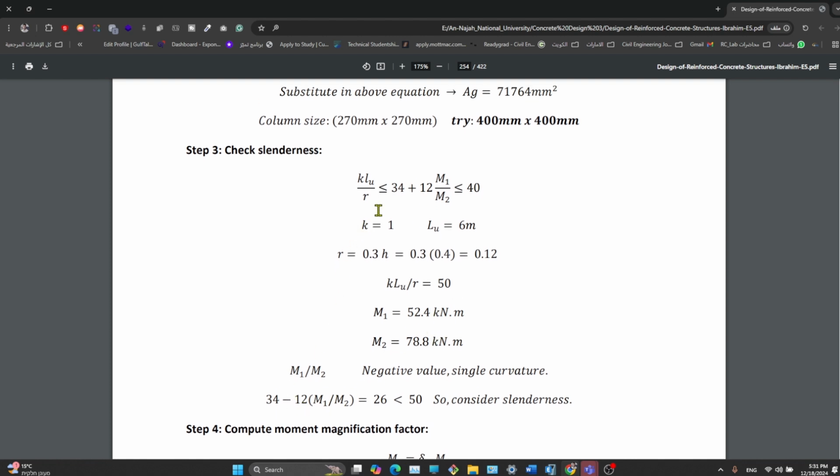Now, just compute the formula, 34 plus 12 M1 by M2, and compare it with KLU over R, which is 50, and compare it also with 40. So it is 26. 26 is less than or equal to 50, right? And also it is less than or equal to 40, right? But it is not larger than 50. It is less than 50.